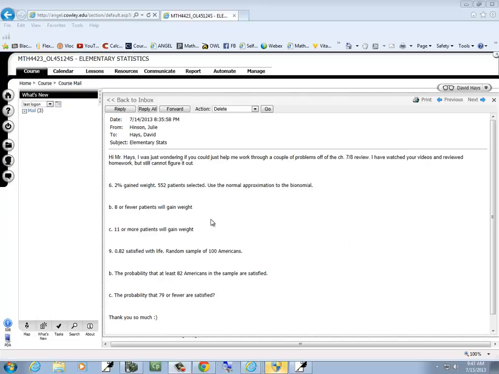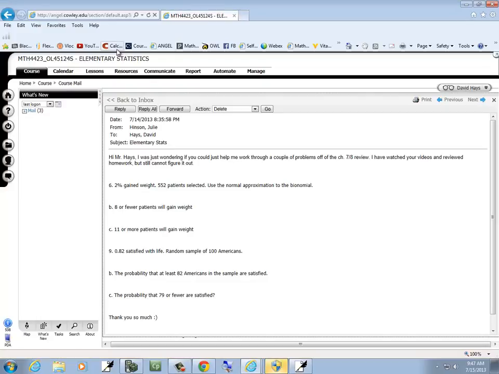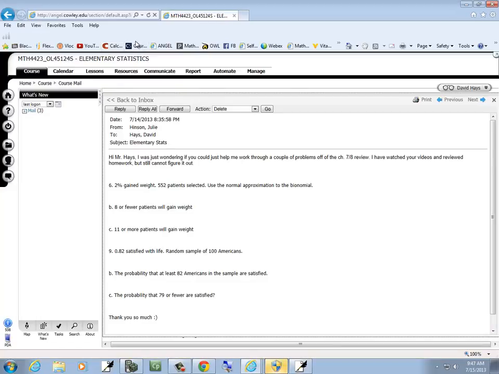Let's see, number 6. 2% gained weight. So P would be 2%, little p that is. 552 patients selected, so N is 552. Use a normal approximation of the binomial. B, 8 or fewer will gain weight.